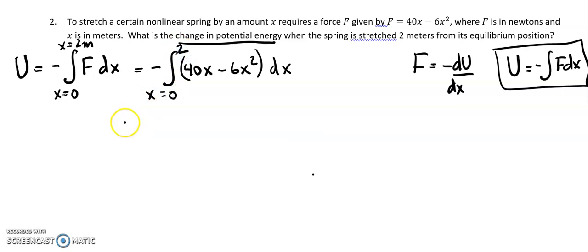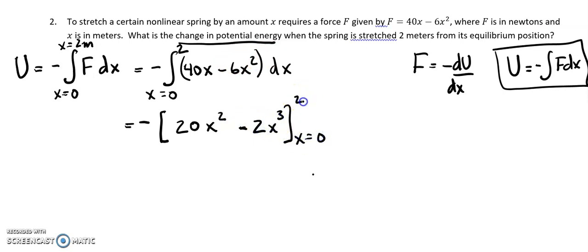Perfect. So now let's go ahead and take the integral. Sorry, I should put the negative sign out front before I make any silly mistakes. So this will be 20x squared, and then this one will be 2x cubed, and we're going from x equals 0 to x equals 2. Now we just need to plug in our two limits.